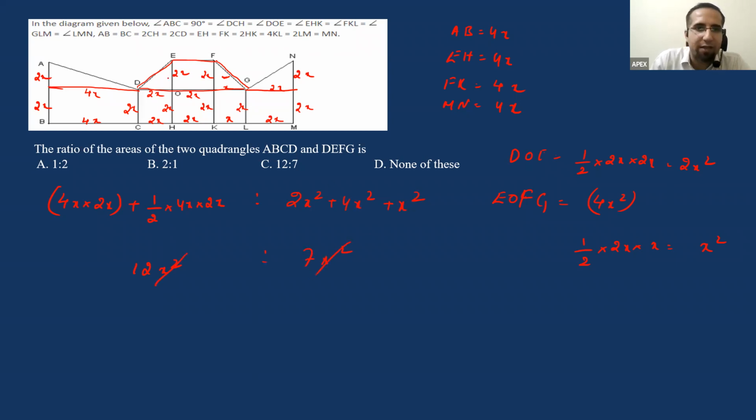X square gets cancelled. I repeat, this is 1, this is 2, and this is 3. So this area is of 1, this area is of 2, and this area is of 3. So 12 is to 7 becomes our final answer. Clear, guys?